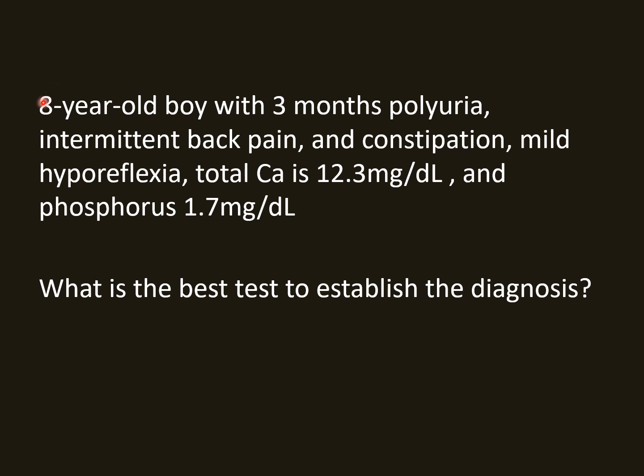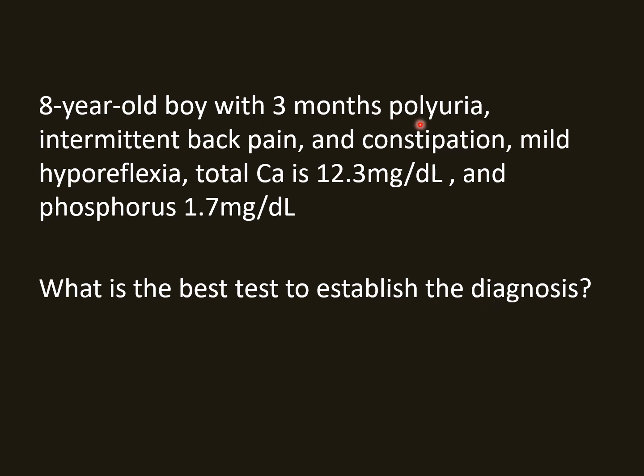Let's take a break with one case. This is an 8-year-old boy with 3 months of polyuria, intermittent back pain, constipation, and mild hyporeflexia. Total calcium is 12.3 mg per deciliter and phosphorus is 1.7 mg per deciliter. What is the best test to establish the diagnosis of this case?